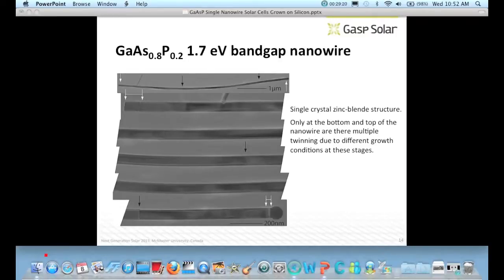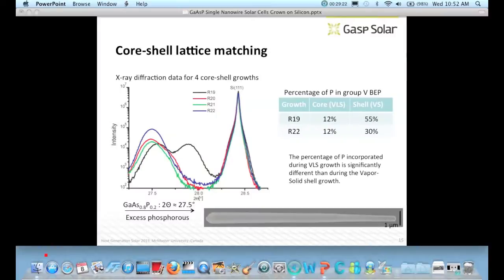Now, when you want to grow the shell around this, you should make sure that the shell is lattice matched. And the problem is that the incorporation efficiency of the phosphorus atoms in the nanowire during the core nanowire growth is significantly different than it is during the shell growth.